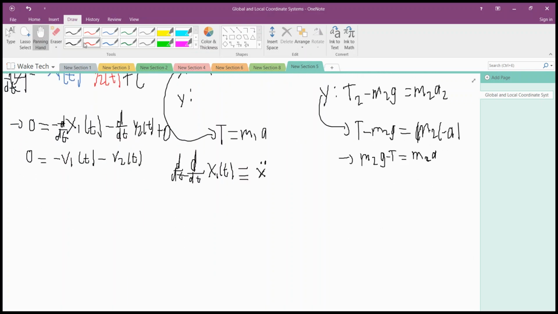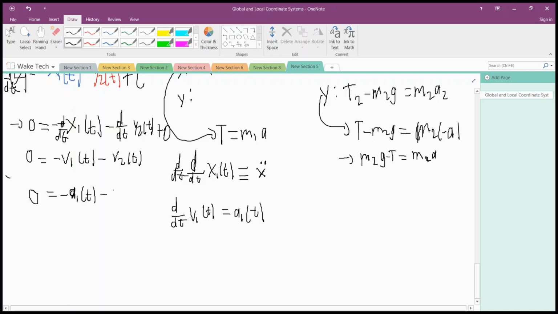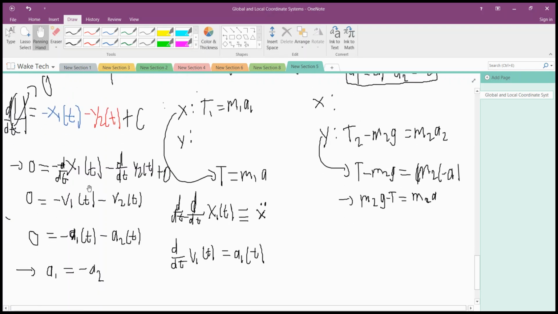Let's take another time derivative of both sides of our equation. The time derivative of 0 is 0. And as you know, the time derivative of velocity, say v1 for example, is just going to be acceleration. So we get minus a1 of t minus a2 of t. We can then add either of these to the other side to get a relationship between a1 and a2, and we see that a1 is equal to minus a2, which is indeed the constraint that we had earlier. So this is how you can get the constraint in a systematic way.